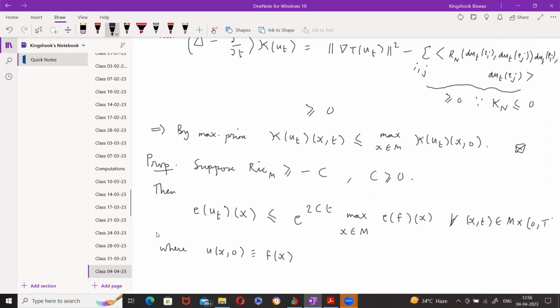So this is not quite giving us boundedness of the space derivatives yet. They can grow at most exponentially in t. That's what we're getting. All right.